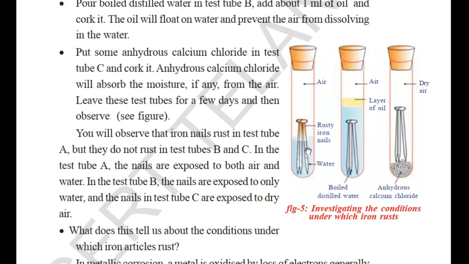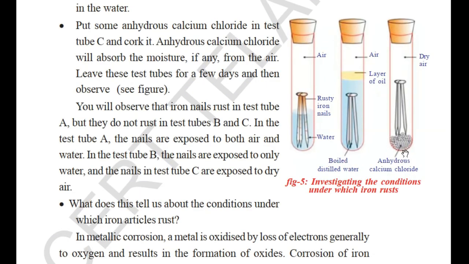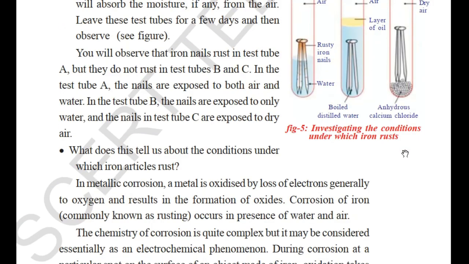of rusting. But in test tube B, the nail is exposed only to water, not to air. That is the reason why it did not get rusted. In C, the nail is exposed to dry air. They are using anhydrous calcium chloride salt, which absorbs all the moisture. That is the reason why it has dry air, so rusting does not occur.